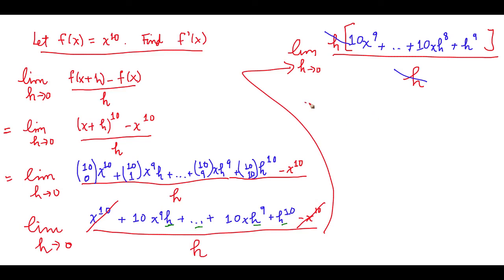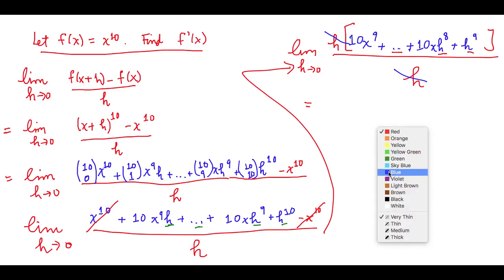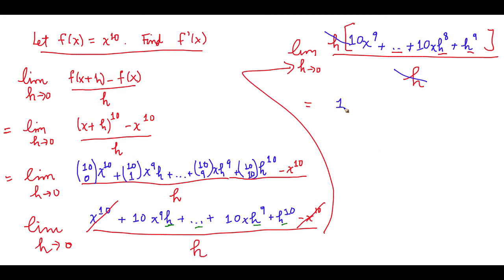And then we can continue here, and now we can use direct substitution. Excuse me, we don't need the limit anymore. If we perform direct substitution and plug in 0 for h, keep in mind these terms in here all have h's in them. So we plug 0 in for everything, all of it goes away, all of it cancels out, and we end up with simply 10x to the 9th. So the derivative of f of x equals x to the 10th is 10x to the 9th power.